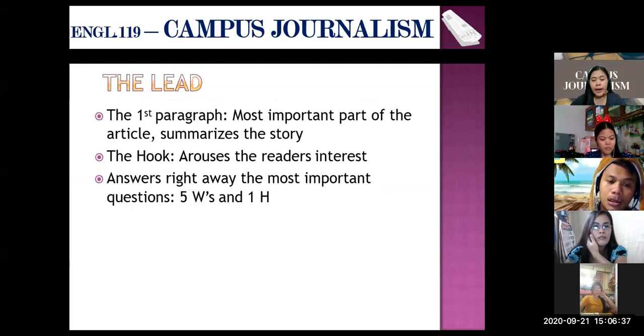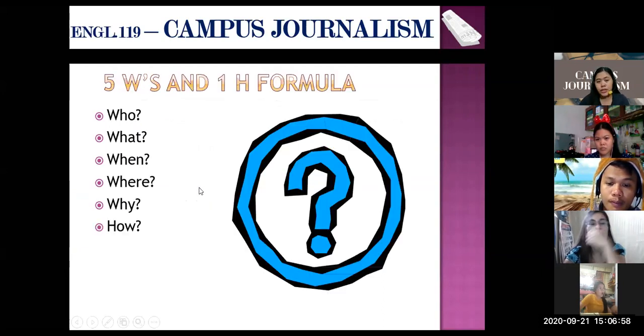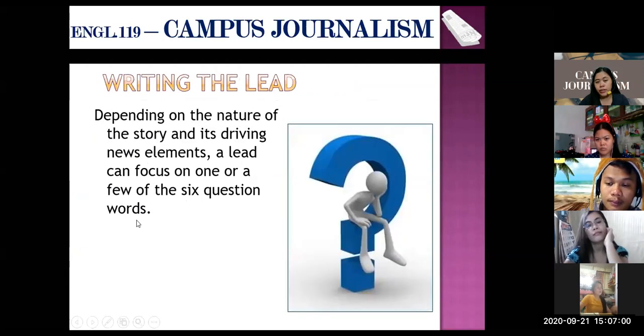Okay, so the first paragraph is the most important part of the article. It summarizes the story. So it has the hook. Ano bang makatch niyang attention sa reader? It arouses the reader's interest and answers right away the most important questions, the 5 W's and 1 H. Okay, so these are the 5 W's and 1 H.